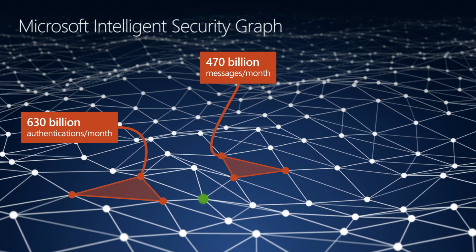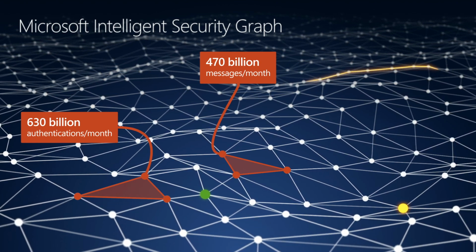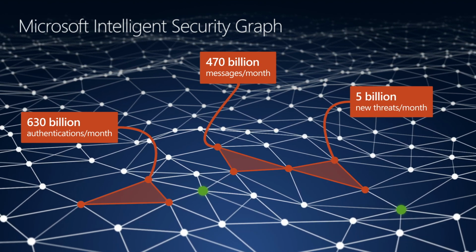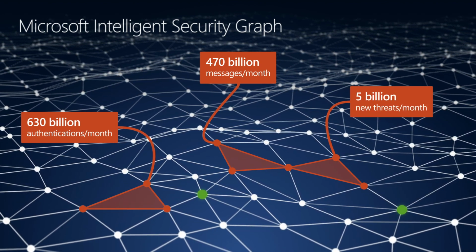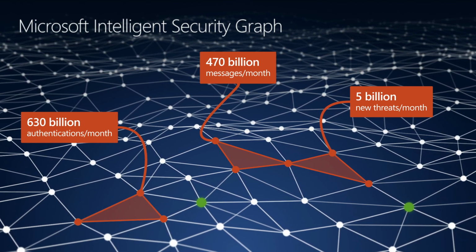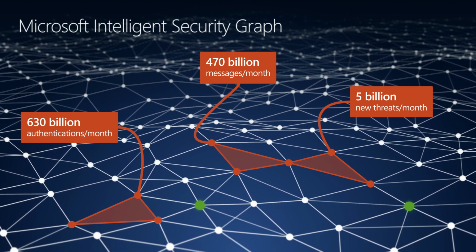Those signals are then turned into actionable threat insight. In this case, reputation data. This data represents a growing inventory of nearly 5 billion new and distinct malicious threats that are detected and added each month. Microsoft products can then identify and act on that data.